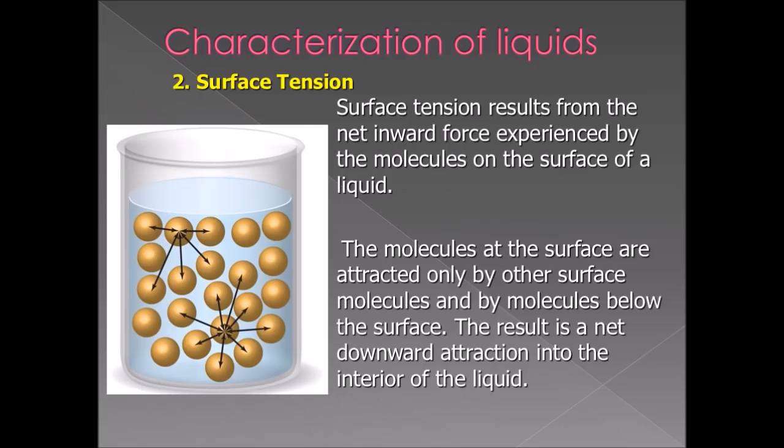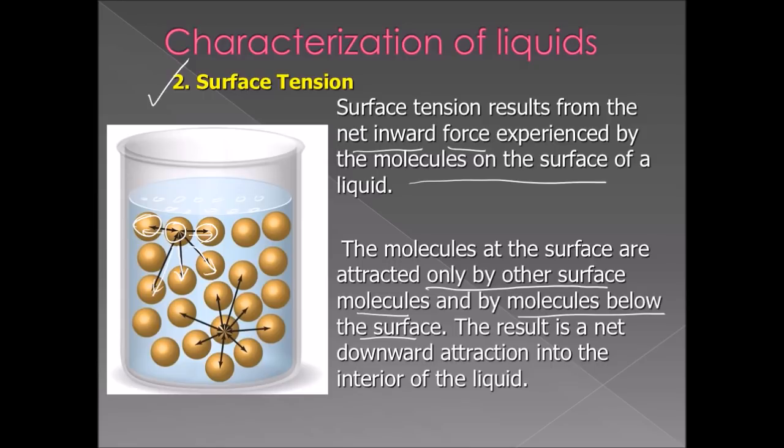The next parameter that you can use to characterize the liquid is surface tension. Surface tension is a result of the net inward force experienced by the molecules on the surface. The molecules on the surface are attracted only by other surface molecules and by molecules below the surface, so if you observe the molecule here, there's an imbalance of attraction force because it is only attracted inwards and horizontally.